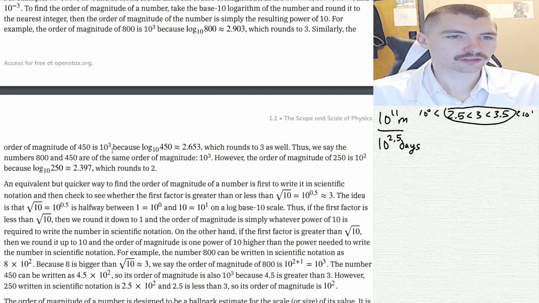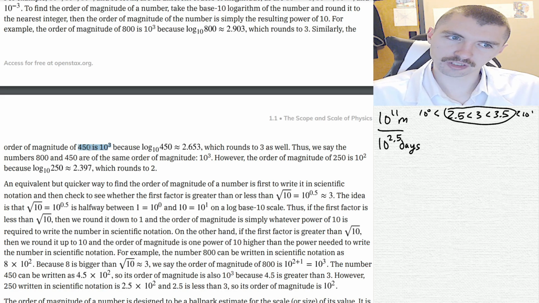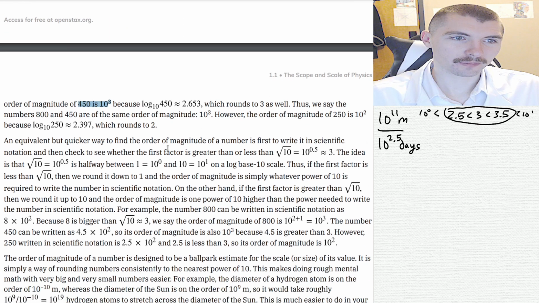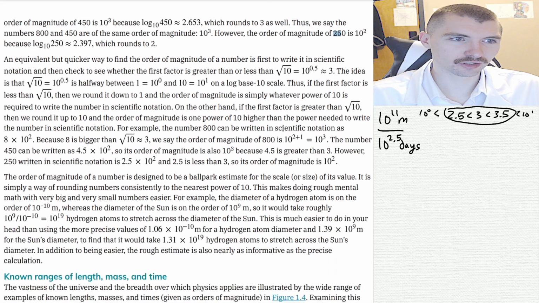450 is 10 to the 3. So this is, you wouldn't expect that because you would think 4 is closer to half. But they're looking at the log of 450. But 250 is 10 to the 2. So it's not on the first two significant figures. Doesn't matter as much what the first two significant figures is.